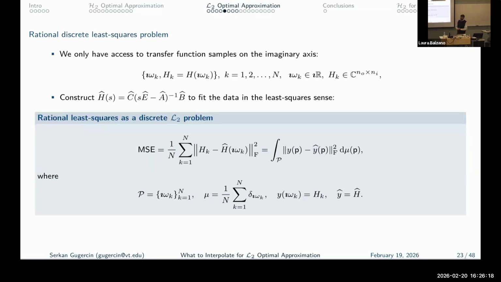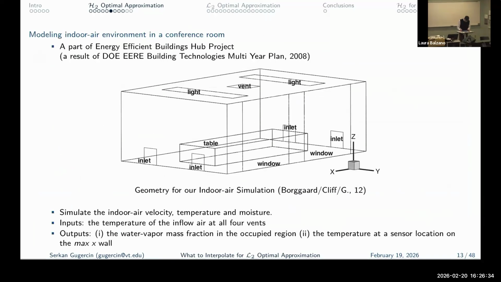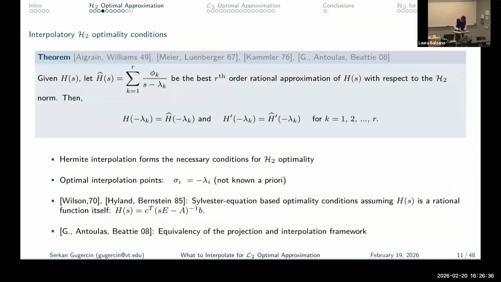Yes, thank you. My second question is, what happens if you drop the condition that the derivative has to be equal between the reduced model and the original model? I mean, you impose that H has to be equal and also H prime. Okay, very good. So the question, for those on Zoom, was what happens if I drop the Hermite condition? The first thing is you cannot talk about being H2 optimal. It's no longer H2 optimal.